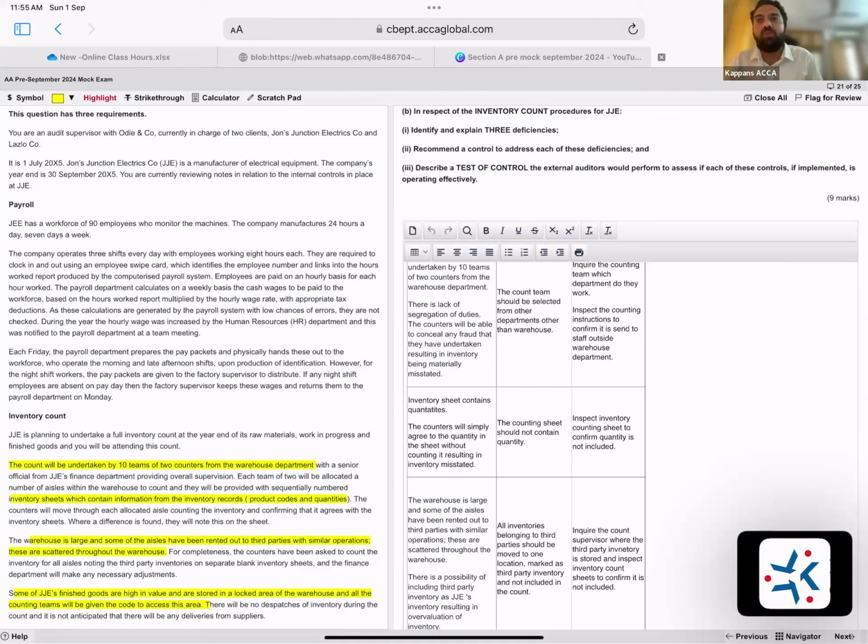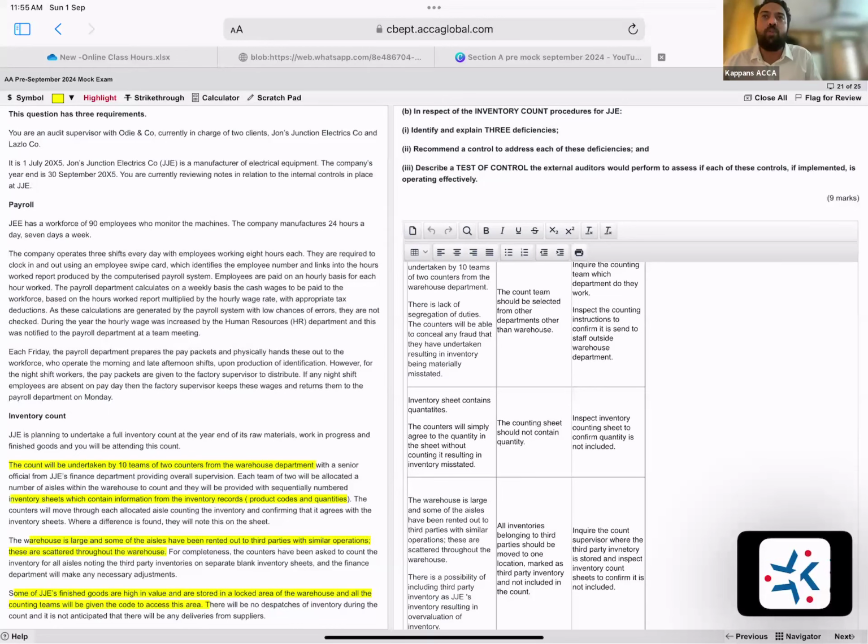What will be your control recommendation? Very simple. Only senior counters should have access to this particular code. And once that count is over, the code should be changed. How will you test it? Attempt to access the high value inventory.